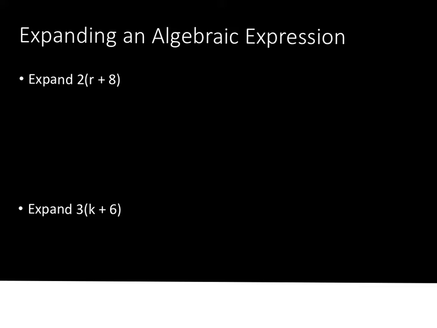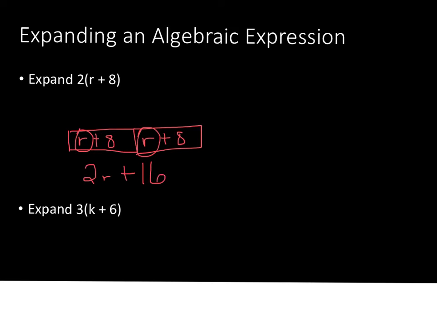Alright, so we're going to go ahead and start expanding algebraic expressions. So here it's telling us to expand 2(r + 8). All this is saying, guys, is that you have r + 8, 2 times. So if we were going to just sit here and put together our like terms and simplify it, we would call this 2r, we would combine our r's, and then we could combine our 8s and make this 2r + 16, which is exactly what we're going to do when we expand it.